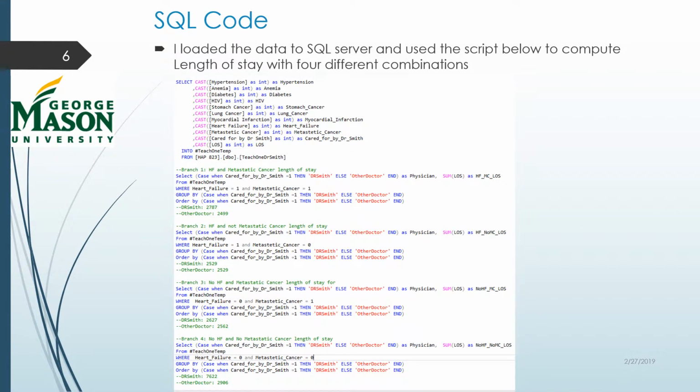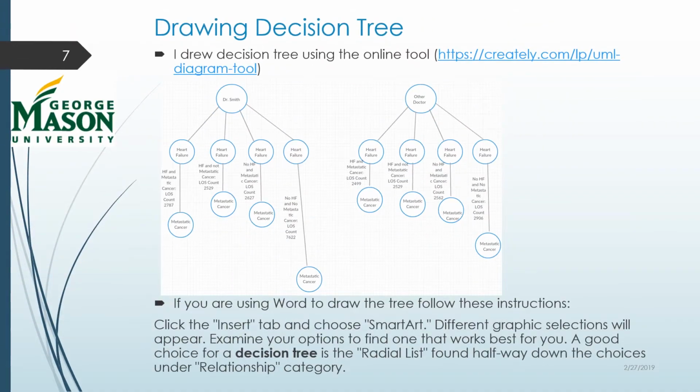I loaded the data in SQL and used the following script to compute the length of stay for the 4 different combinations: branch 1 length of stay, branch 2 length of stay, branch 3 length of stay, and branch 4 length of stay. To draw the decision tree, I used an online tool found on the web. You can also draw it using Word or PowerPoint. Here the 2 diagrams are for each doctor, Dr. Smith and his peer group.